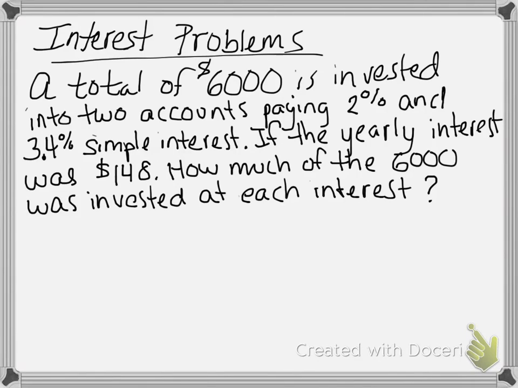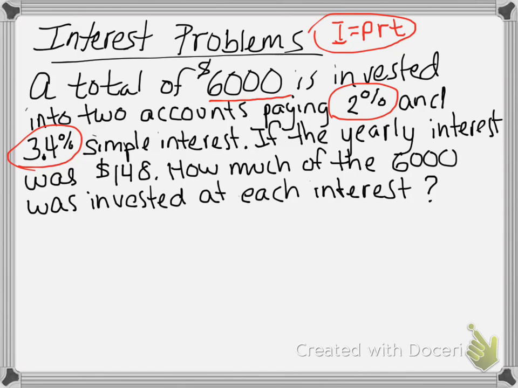So here's how the interest problems go. First thing, you should know this from the previous math class, but simple interest, if you want to find out how much interest you're going to get, you take your principal. Principal is just the money you're putting in. You multiply it times the rate times the time in years. And so that they assume you already know. Okay, so if you take a look at this, they're saying they're taking this $6,000 and they're putting it into two different accounts. One account gives you 3.4% interest, one gives you 2% interest. But in the end, you make 148.